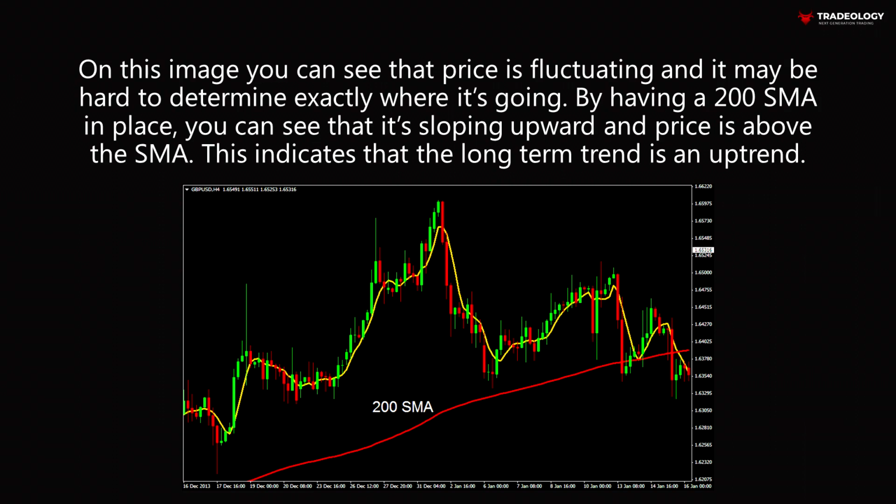On this image, you will see that price is fluctuating, and it may be hard to determine exactly where it's going. By having a 200 SMA in place, you can see that it's sloping upward and price is above the SMA. This indicates that the long-term trend is an uptrend.